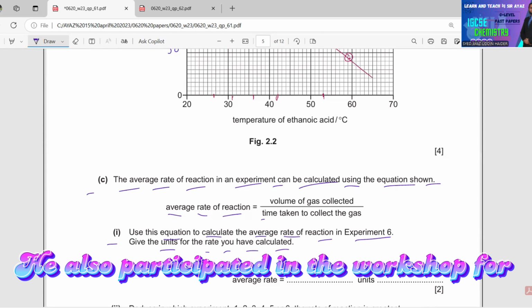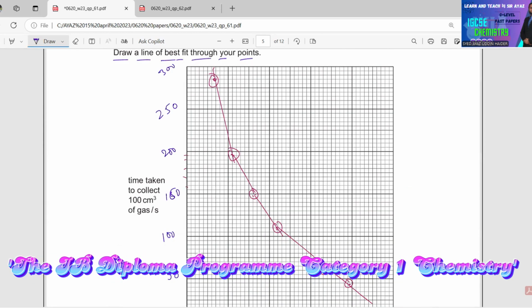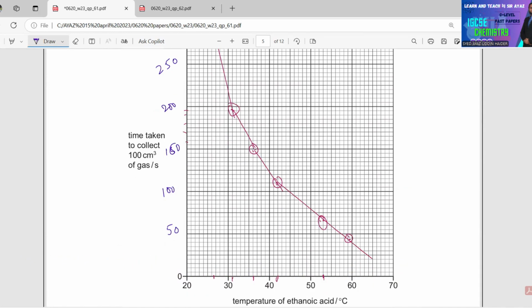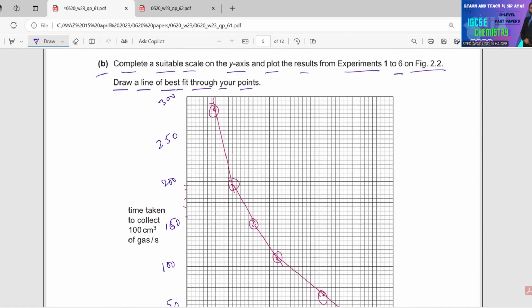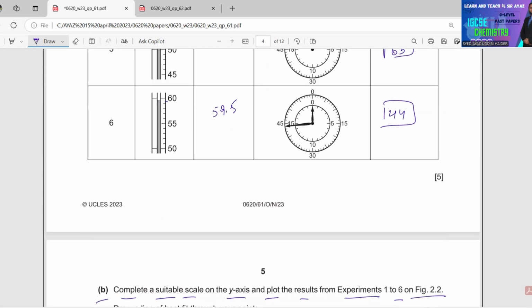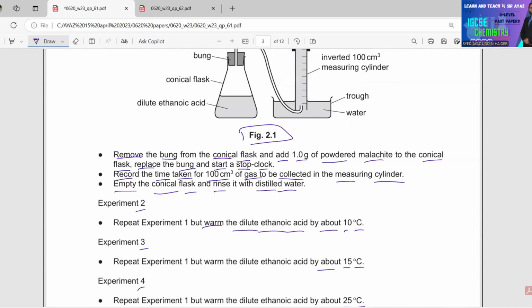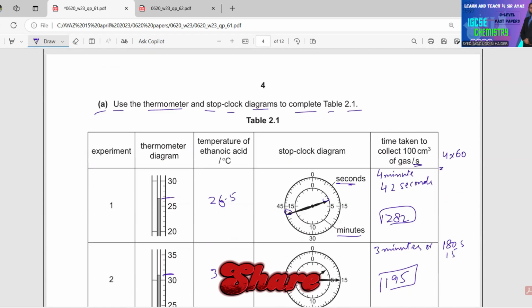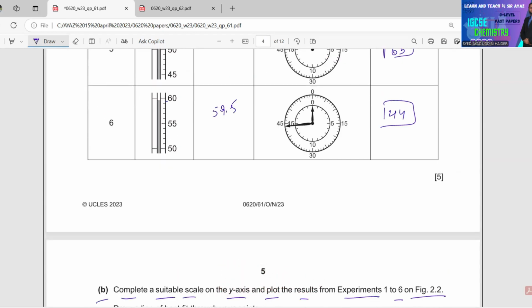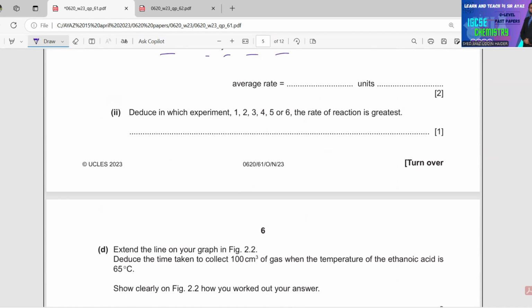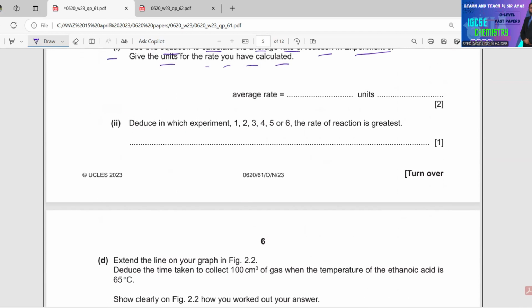So how much gas is collected? The total time is 282. 282 seconds is the total time. The volume of gas collected is 100 centimeter cube. So 100 centimeter cube in 282 seconds.